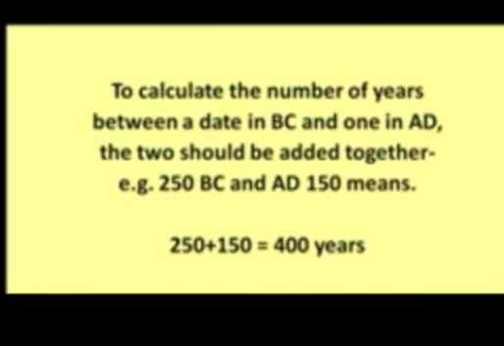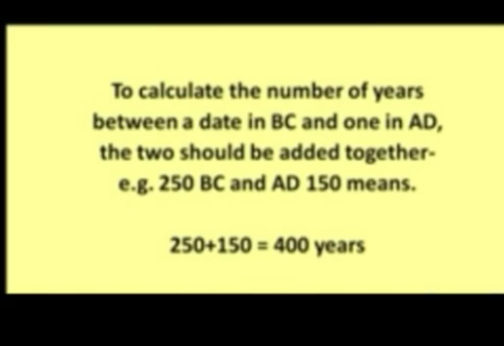Just add these 2 years. For example, just imagine something happened in 250 BC and a similar incident happened in AD 150. Now, to calculate after how many years the second incident happened, you have to add these 2 years. That is 250 plus 150. We will know that the second incident happened after 400 years.